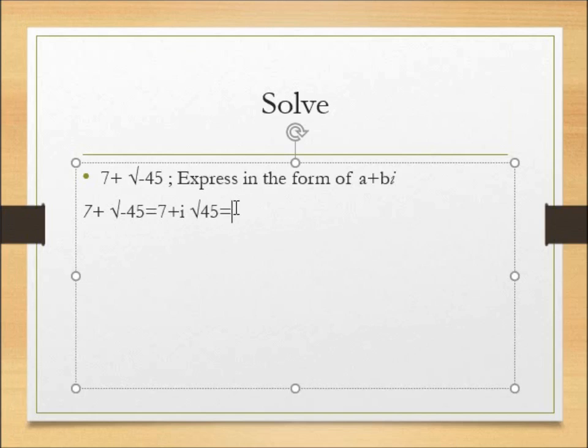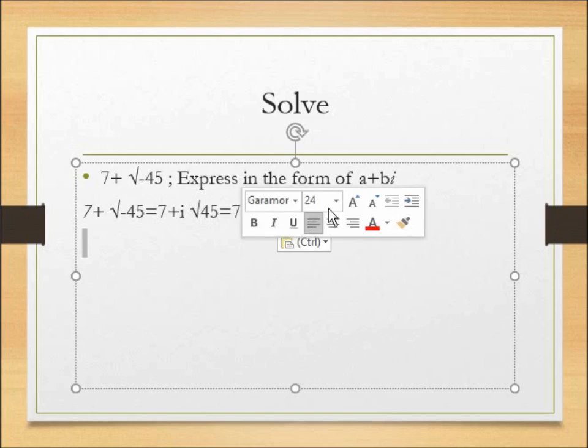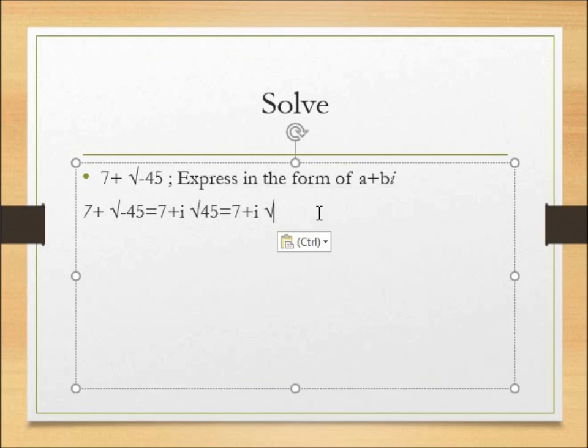But we need to simplify it further, because remember that the more you simplify, the more you're going to understand, and the more beautiful it will look. That's not really important, but that's how math should be done. So 7 once again plus i, and now we have the square root of 45. What is the square root of 45? Well, we know that 9 multiplied by 5 is 45, so we can write it down as 3 times 3 times 5.